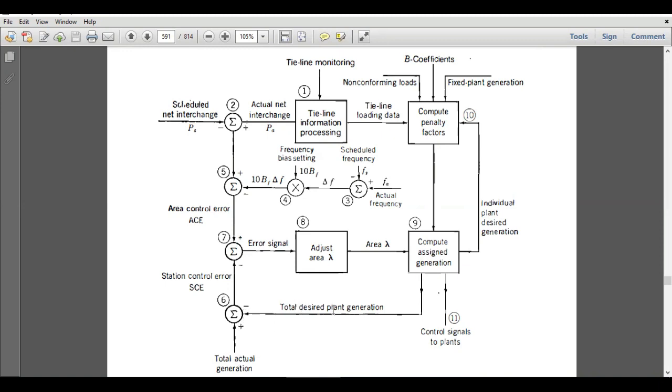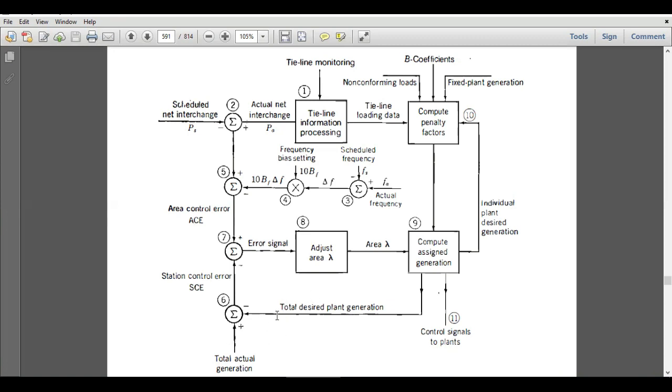Ideally, the desired plant generation and actual generation must be equal so that station control error is minimum. Similarly, area control error should also be minimum. And you can see here we have control signals to the plants. If we have some difference between desired generation and the actual generation, these control signals which are going to the plants will adjust the actual generation such that it becomes equal to the desired generation.